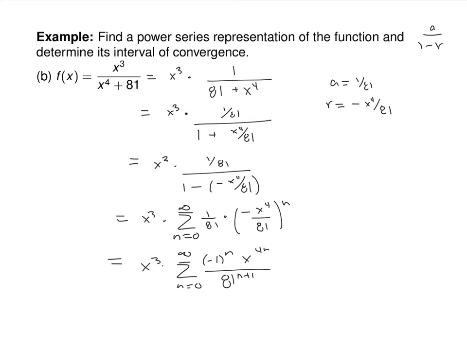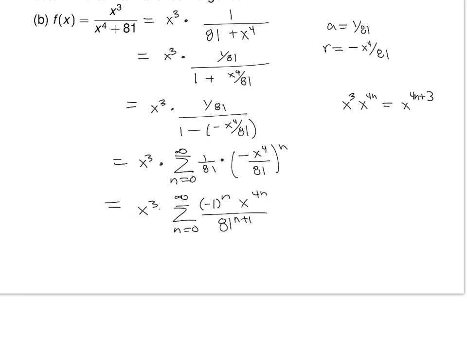Now the question is, what do you do with this x to the third? Well, that's kind of just like a constant, so it can multiply in. And when you multiply x to the third times x to the 4n, those exponents add, giving you x to the 4n plus 3. So this will be the same thing as the sum from n equals 0 to infinity, negative 1 to the n, x to the 4n plus 3, over 81 to the n plus 1.